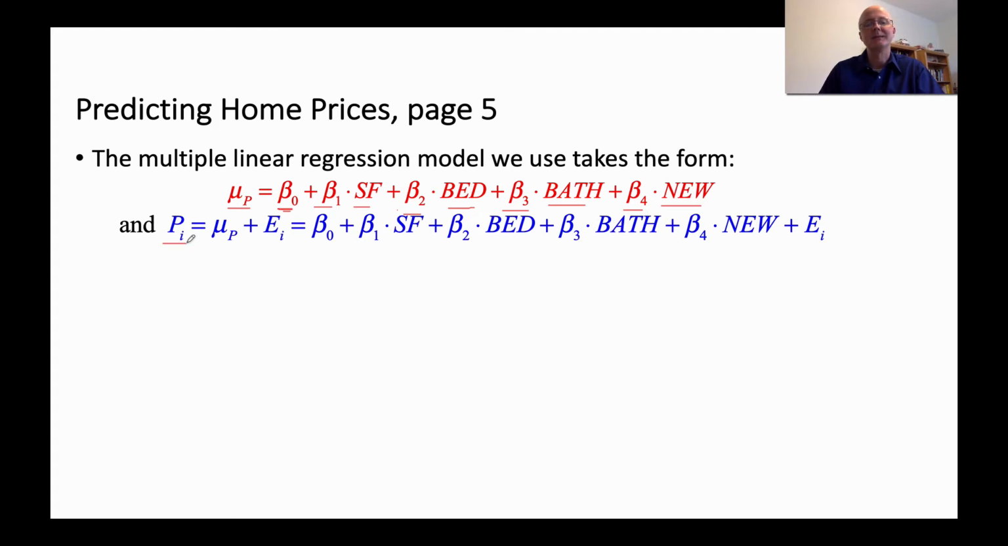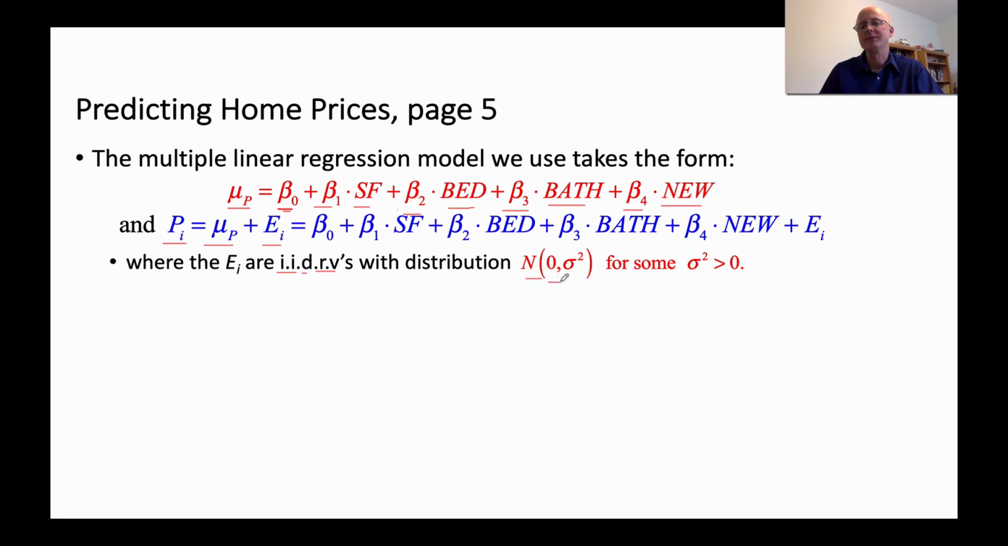And then individual responses, call those PI, are the mean of all the P's for the particular SF, bed, bath, and new, plus some error term that's random. It could be positive, it could be negative. EI is the symbol for that random variable. Some books call it epsilon I. The EIs are all independent and identically distributed random variables with common distribution that's normal with a mean of 0 and some positive variance. The notation here, sigma squared, means variance. Some books just put the standard deviation there, which is just the sigma, which would be the square root of the variance. But my book that I use uses the variance there.